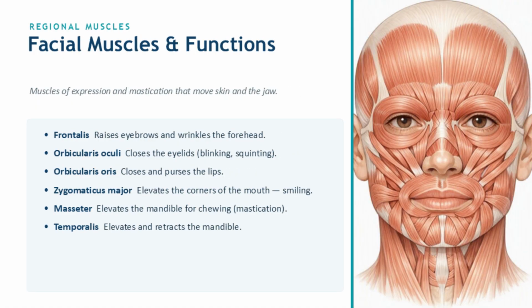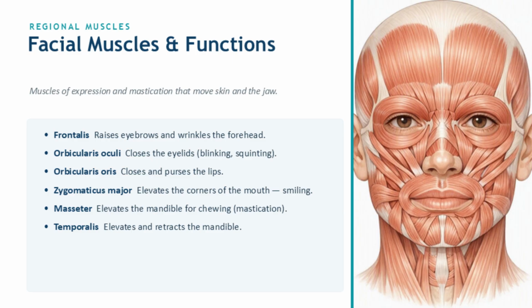Section 2. Face, jaw, neck, skull, and shoulder complex. Facial muscles and functions. The muscles of the face are unique because many attach directly into the skin rather than moving bones across joints. These muscles allow us to communicate emotions, express ourselves, and perform many important daily functions. When you smile, frown, blink, or raise your eyebrows, facial muscles are responsible for those movements.